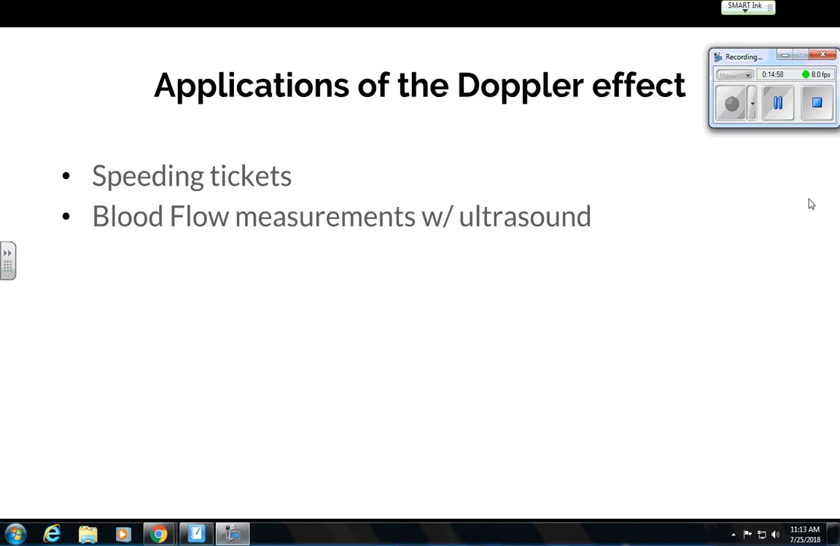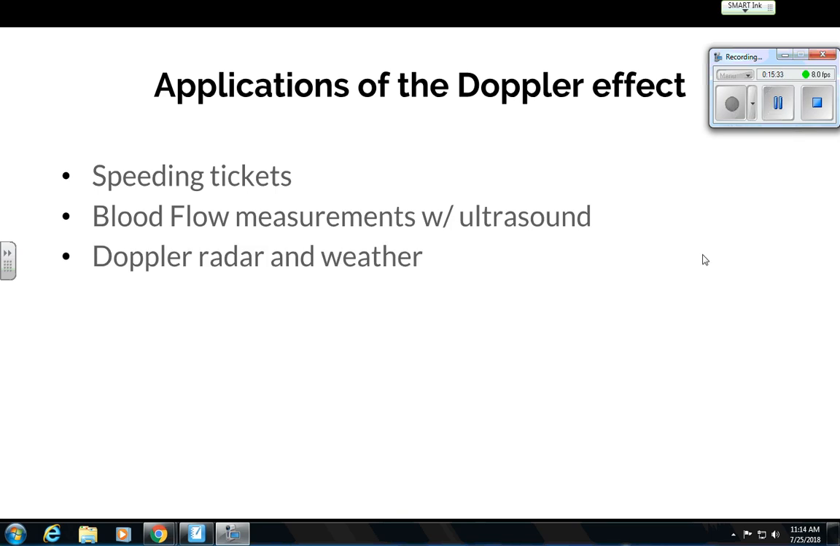Now, this is kind of crazy. In medicine, they can actually measure your blood flow using ultrasound and the Doppler effect. Ultrasound are sound waves that are higher frequency than we can hear. They can shoot those sound waves into your body, and the sound waves will bounce off of your moving blood cells as the blood is flowing through your veins and arteries. That shifts their frequencies, and then you can measure that altered frequency and get a measurement of how fast your blood is flowing. Crazy, crazy.